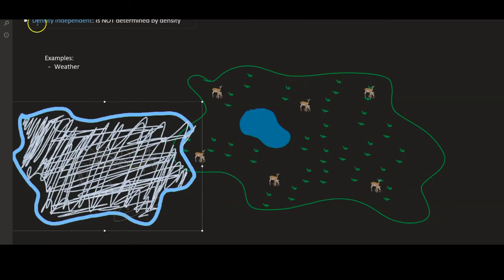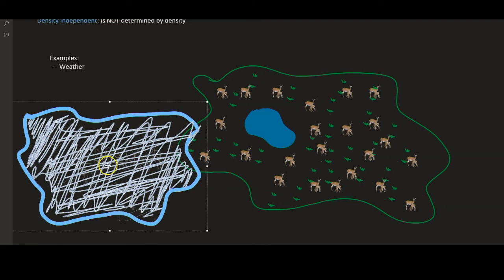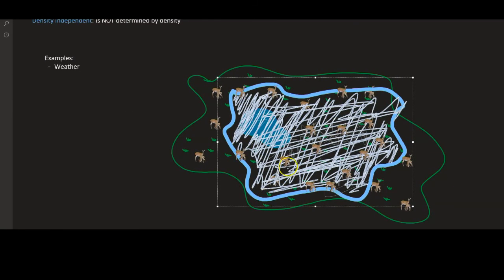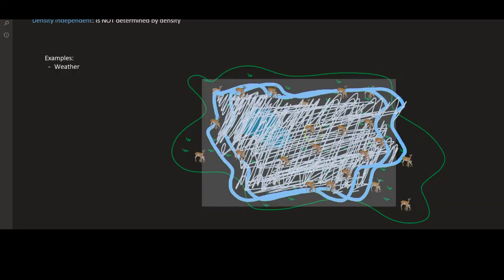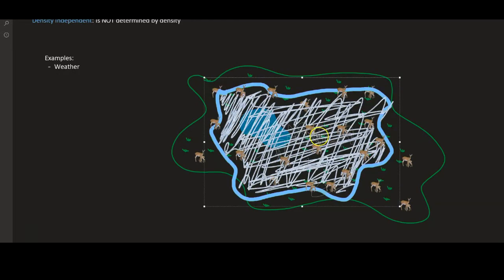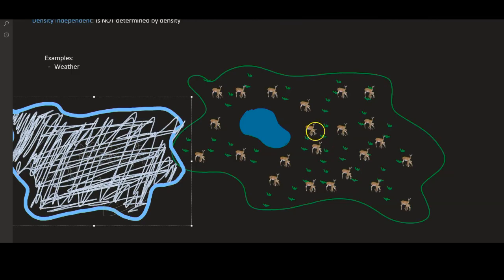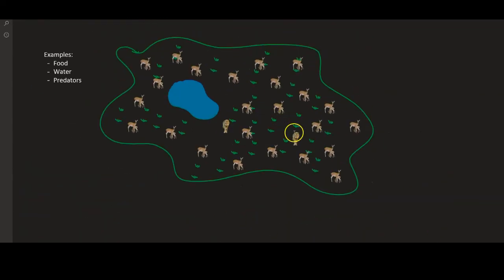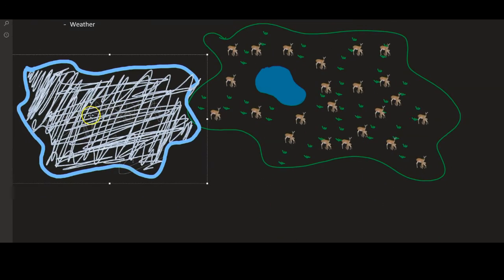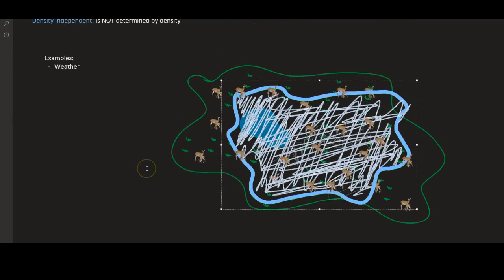Now let's see what would happen if there are more of them. Okay, so we've added more of those deer. Winter storm comes in, still kills all of them. It doesn't kill them faster, though. It kills them the same no matter what. If you're in the middle of the storm, you're in bad trouble, right? The difference is that when you have more deer, then you're going to have the predators kill them faster. When you have more deer, the food will run out faster. When you have more deer, the water will run out faster. If you have a storm come in, it kills them all at the same rate, no matter what.